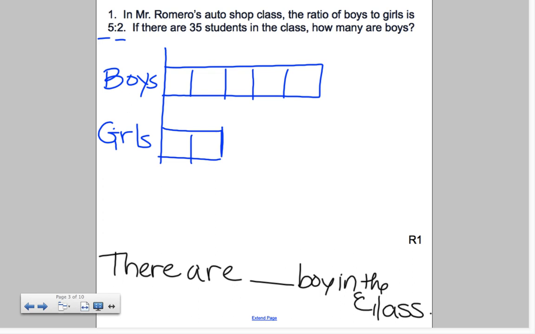Now, what do we know about boys and girls? Do you guys see 5 to 2? You see the ratio now? Picture? All right. What do we know about that 5 to 2 in that class? Bree? There are 35 students in all. And students include what? Boys and girls. If I group both of these boys and girls together, I'd get 35 total students.